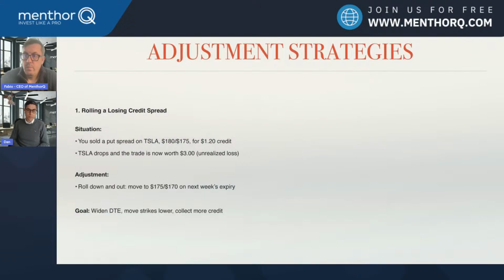You have a put spread, Tesla, 180, 175 for $1.20. You have an unrealized loss, $3. You can roll down and out. These are the two things, to the next week or next month. That's the thing: you widen your time. You give the trade more time. This is something you can do. You move your strikes lower and you collect more credit. And you only do that if you can collect credit. Even if credit spreads are safer and easier, they're harder to adjust.